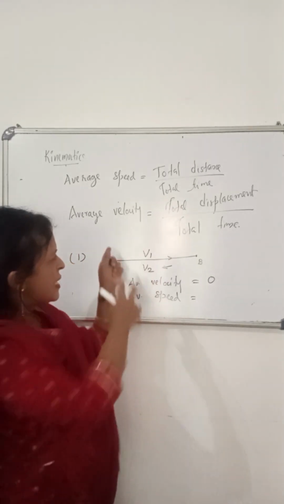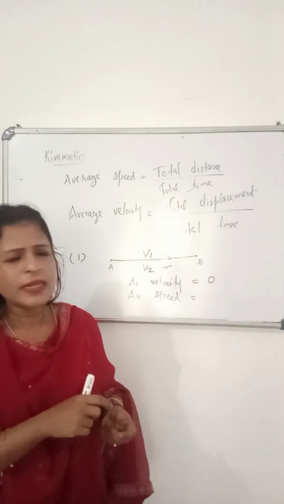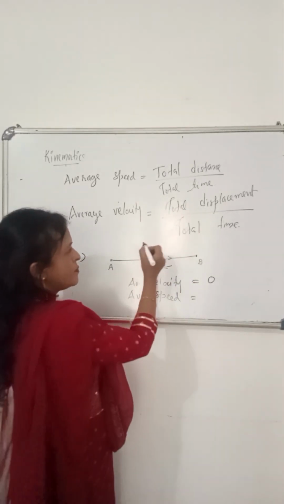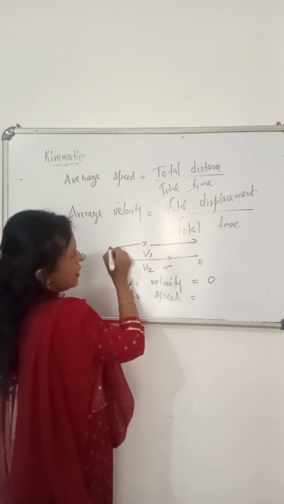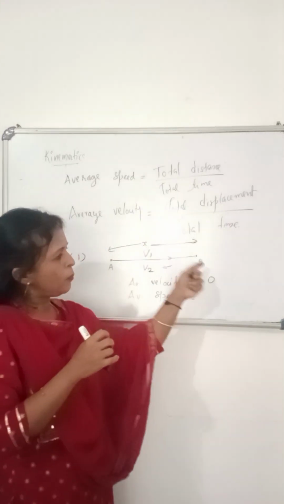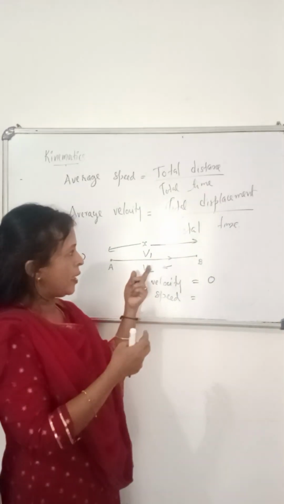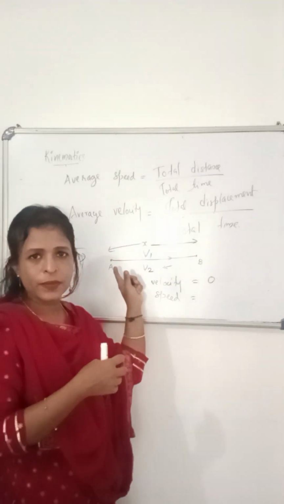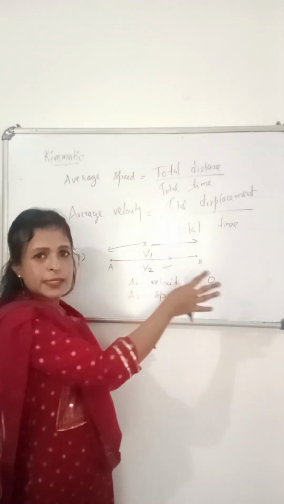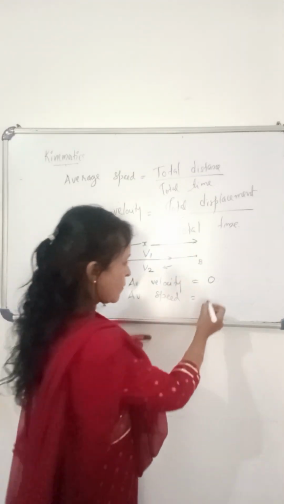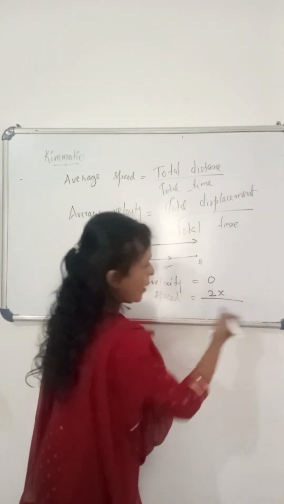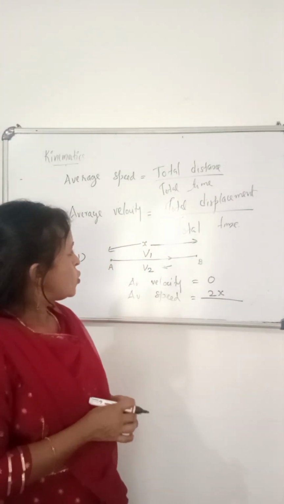Suppose the distance is x. Why are we considering x? Because A to B and B to A are both the same. So x for A to B, x for B to A, total distance 2x. 2x divided by time, but time is not given, so we need to find it out.